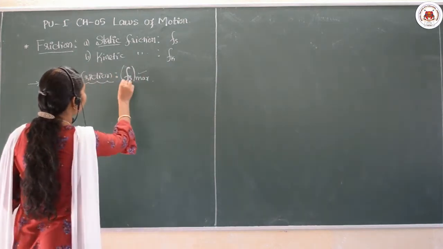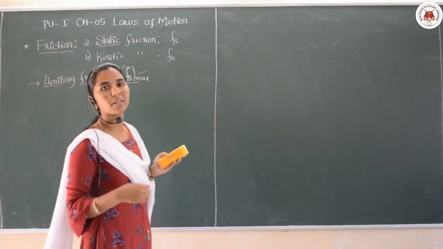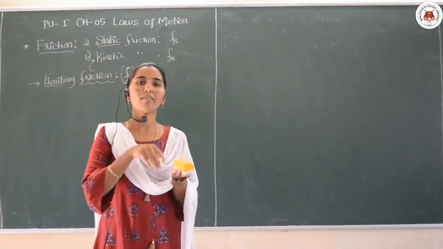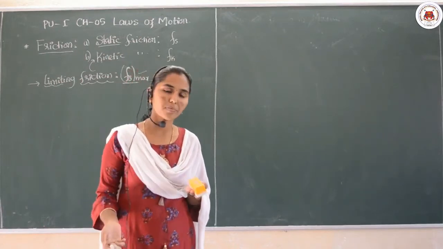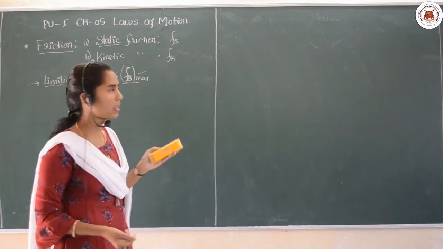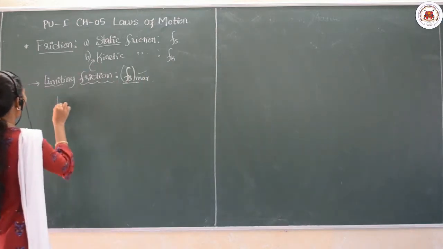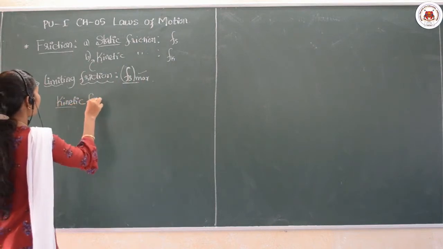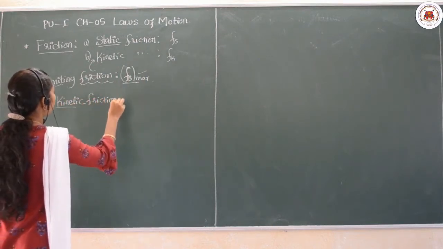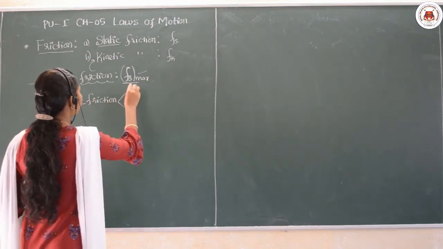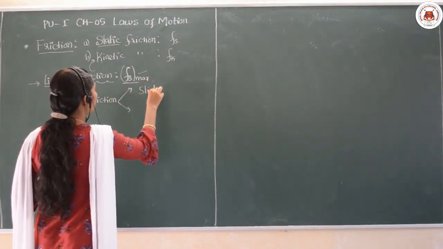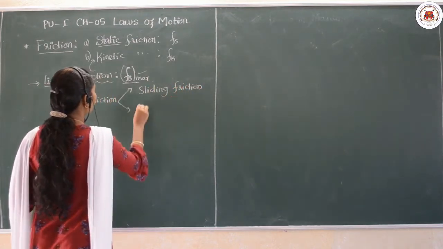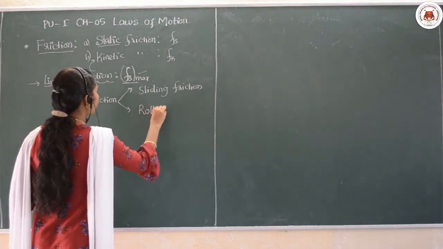And after this value, when it crosses this limiting friction, which friction will play? That is the kinetic friction, because the body will start to move only when motion is present. Kinetic friction will be there. But kinetic friction again we can divide into two types. One is sliding friction, second is rolling friction.